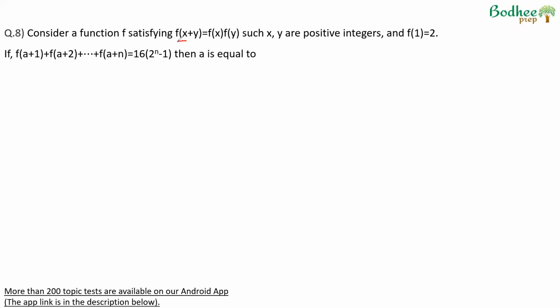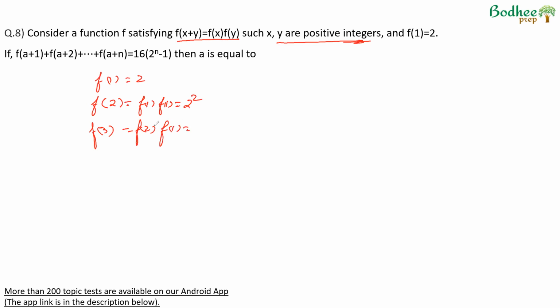Consider a function f of x plus y is equal to f of x into f of y such that x and y are positive integers. F1 is 2. Now we can say that f of 2, which is 1 plus 1, will be f1 into f1. So this will be 2 squared. If you look at f of 3, it will be nothing but f of 2 into f1, because 3 is 2 plus 1. This will be 2 square into 2, which is 2 cube.